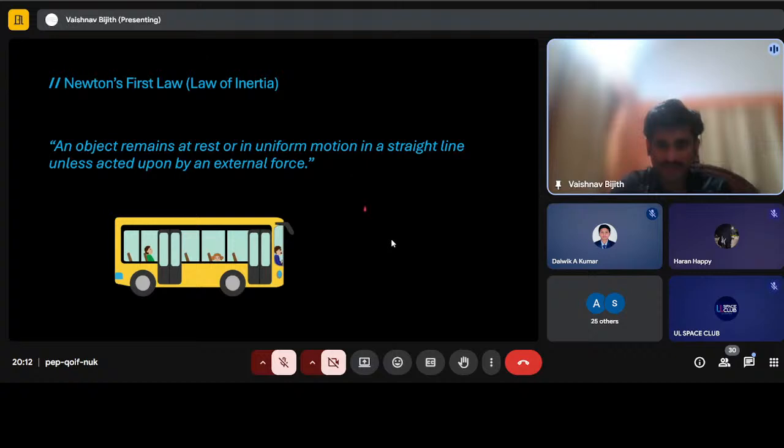So that's the intuition behind Newton's first law, which is: an object remains at rest or in uniform motion in a straight line unless acted upon by an external force. So the bus was going on, and we were going along with it, but the external force was that the driver applied a brake, and since the driver applied a brake, our state of motion changed instantly. But as a reaction to that, we were slightly nudged forward. So that's what Newton's first law explains.